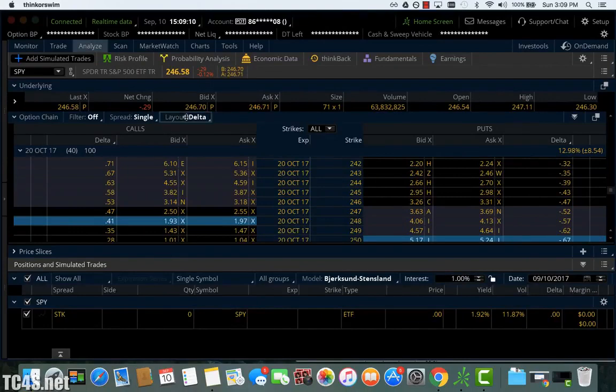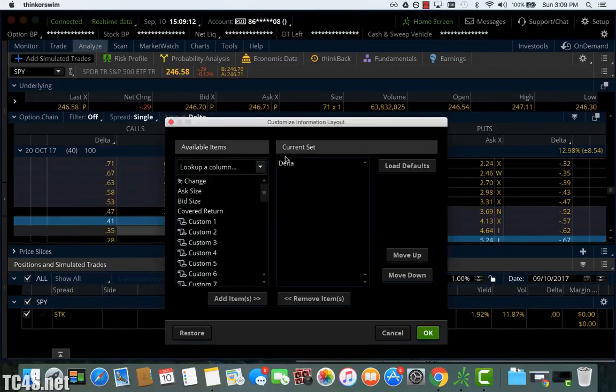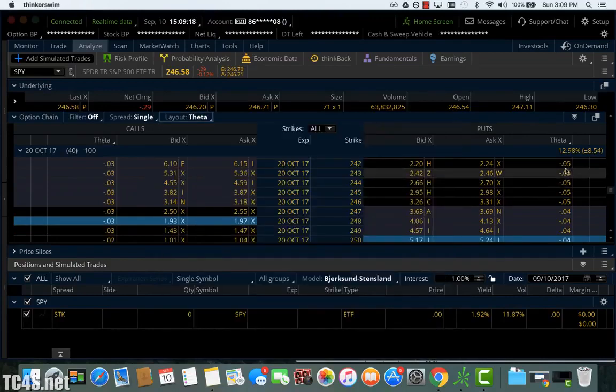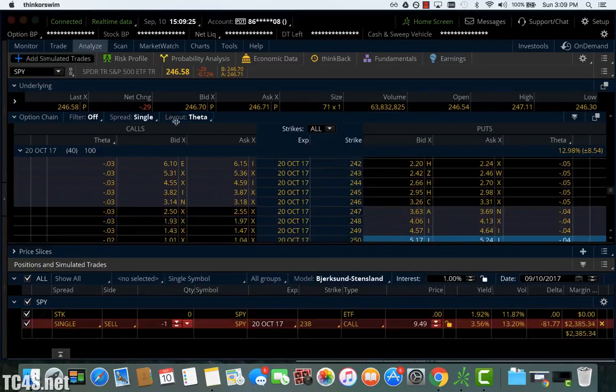Let's take a look and see what that looks like here. I'm going to go to customize. I'm going to get rid of this, and I'm going to go to theta. As you can see, theta decay is highest at the money strikes. Totally makes sense.